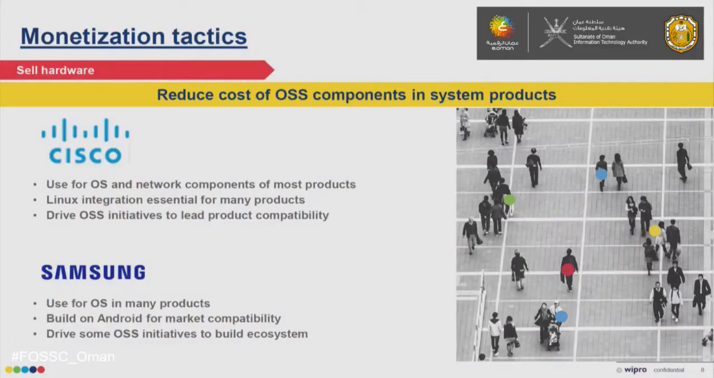There is another model which is interesting.